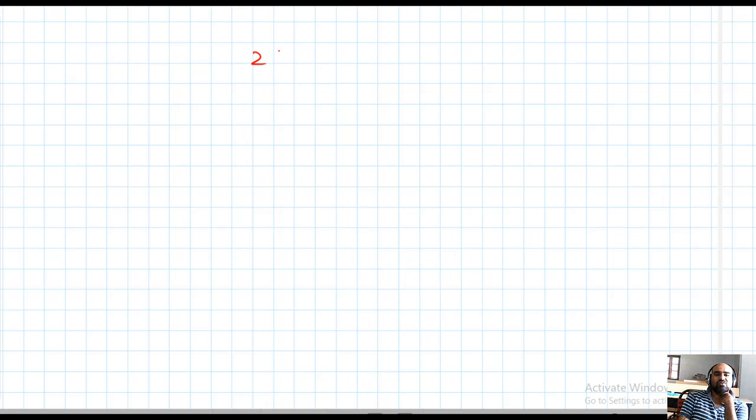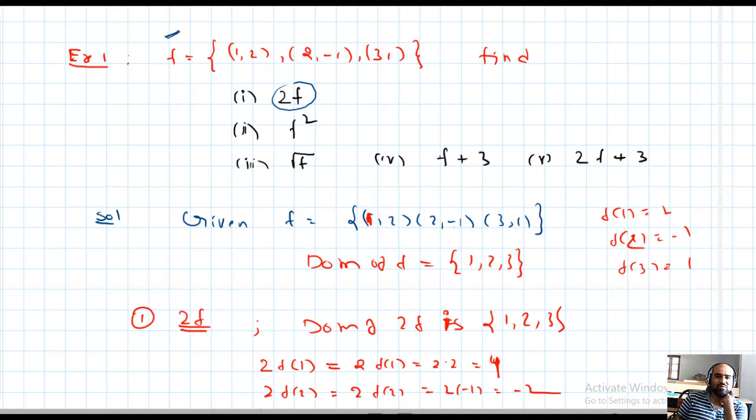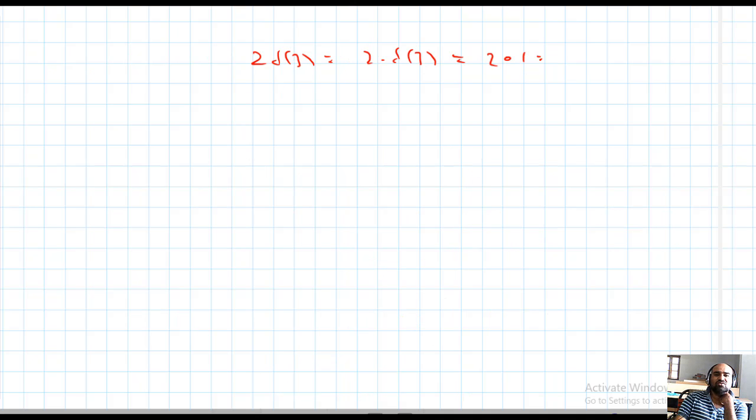Next, 2 into f of 3 I want. That is 2 into f of 3. F of 3 in the previous problem is 1. So 2. Under the new rule, 3 is paired with 2.